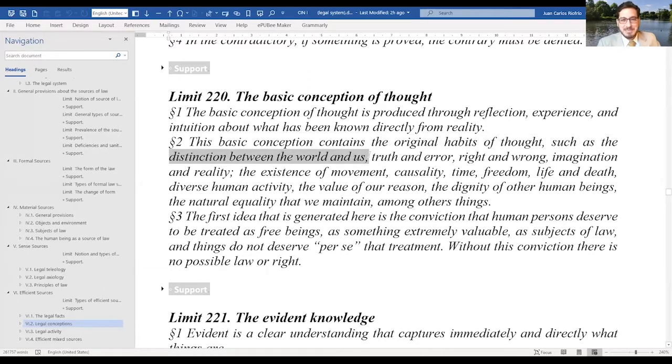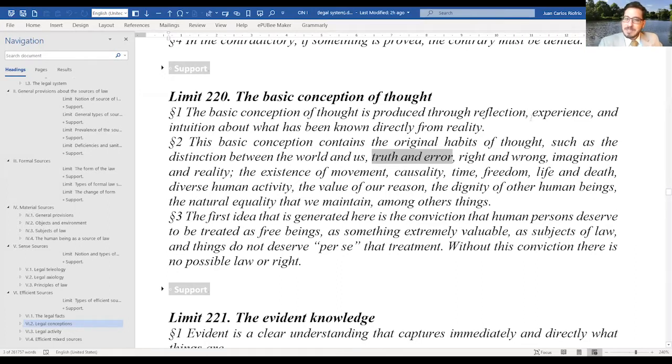Because if there is no distinction, there is no possible law, because the law requires one that should pay another. And if there is no another, you shouldn't pay anything. The distinction between truth and error, right and wrong, imagination and reality, existence of movement, causality, time, freedom, life. If you don't believe that there is time, well, it's impossible to pay anything. Pay is an action, and an action needs some time.